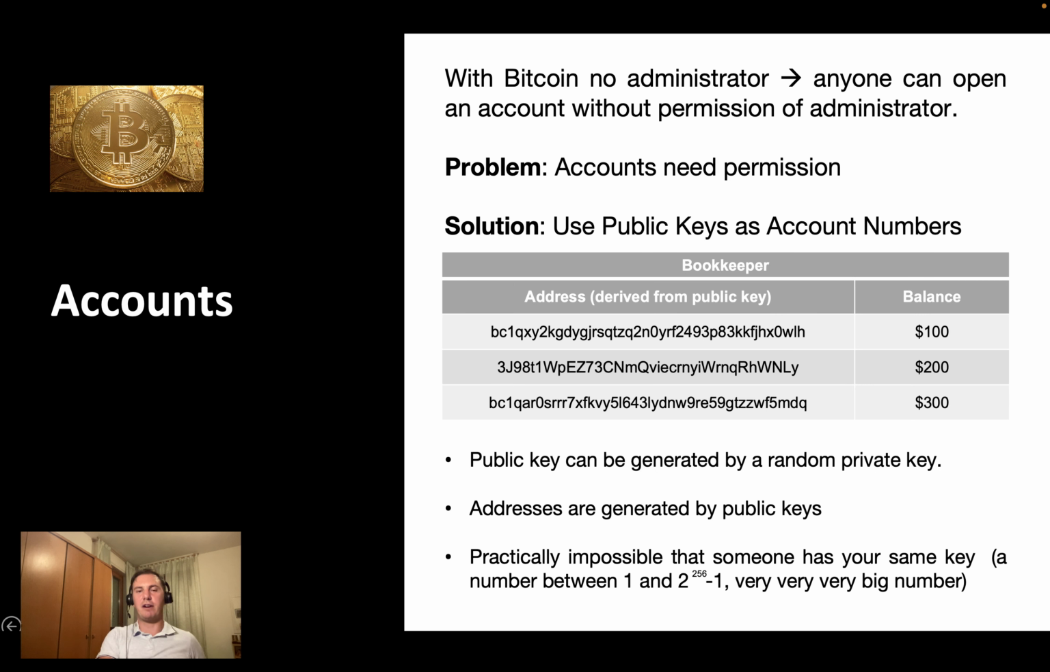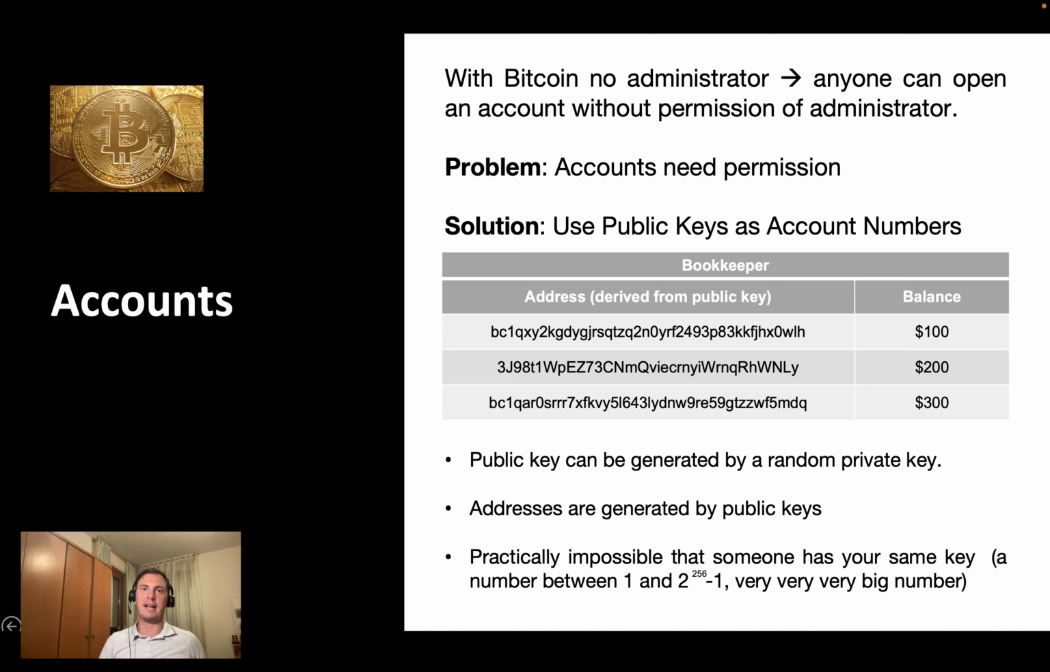As discussed several times, with Bitcoin there is no administrator, and the first problem regards the opening of an account. With no administrator, anyone can open an account. An account in a bank needs a permission that is granted to you by an administrator. How do we solve this? What is the solution to this problem? We use public keys as account numbers. In fact, cryptography provides a solution to open an account without asking permission: to use public keys as account numbers.